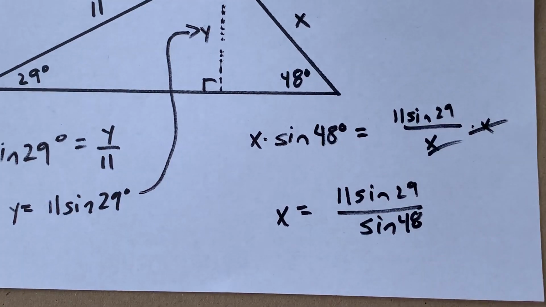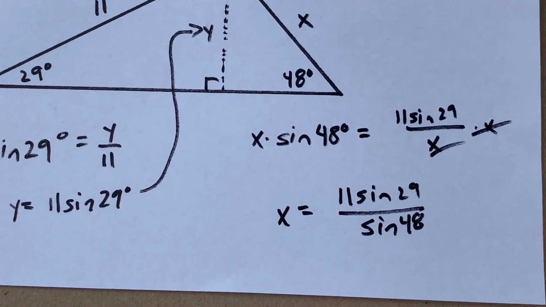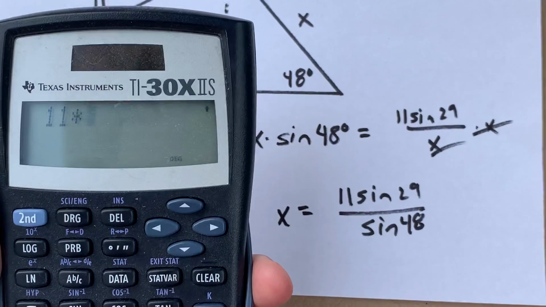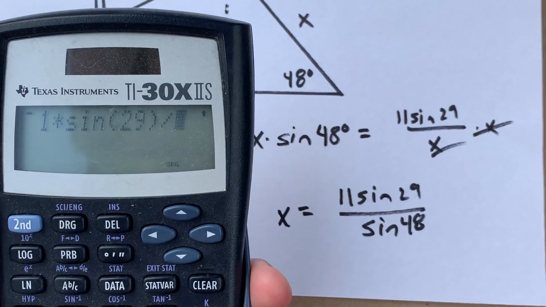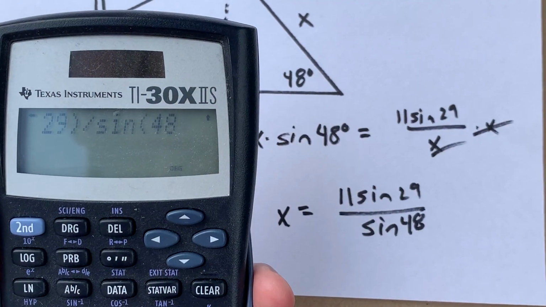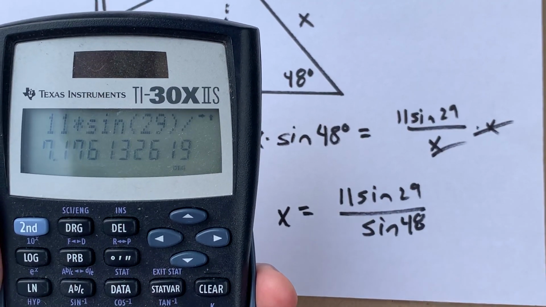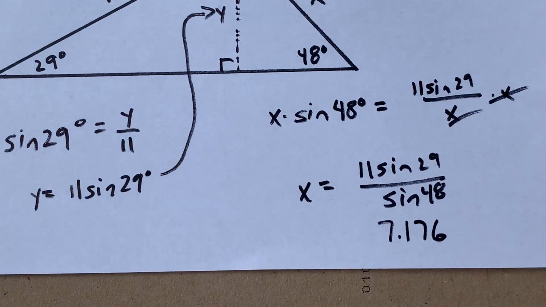All right, so that was last Friday, and most of you got that answer, that kind of problem type, correct? So I'm pretty happy going on, although I'll bet you're just dying to confirm that you've got a value. So 11 times sine 29 divided by sine 48, and I'm in degrees, equals, I think my answer is 7.176. All right, if you did not get that, go back and look again. All right, so that was last week.